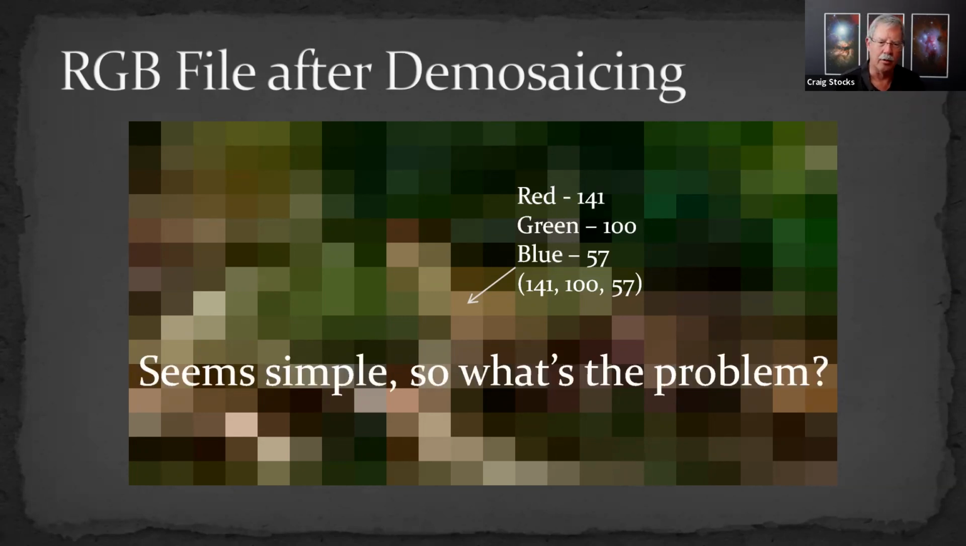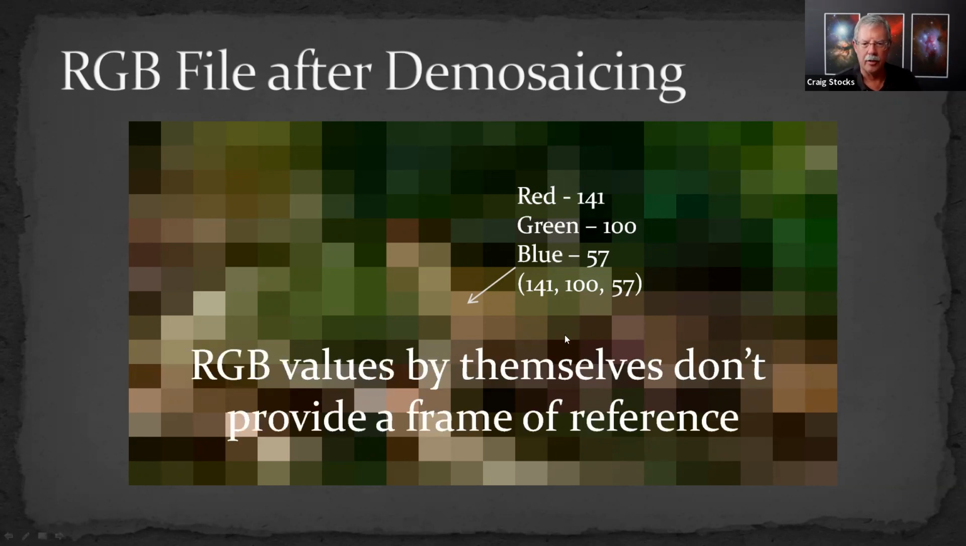Well, the first problem that we have is that there's no frame of reference. Just by themselves, these RGB numbers are actually meaningless. You don't know 141 of what? Of 255? Well, what's 255? What color red is 255? How bright is it? How saturated is it? How do I know how this 141 fits into the whole scheme of things?